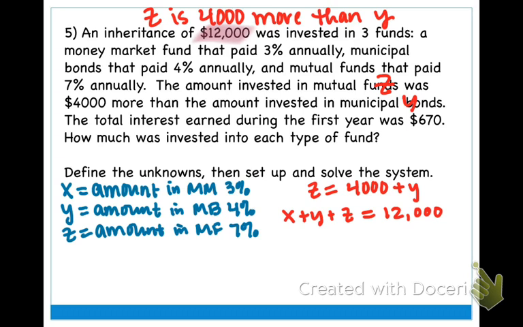Our last one has to do with the interest rate. We talked about this a little bit yesterday. When we do our interest, the total interest is $670. That's the interest on X plus the interest on Y plus the interest on Z. So I get 0.03X plus 0.04Y plus 0.07Z. And that all together has to equal that 670. And there are my three equations. Three variables, I need at least three equations. And once I get my three equations, I am good. I'm going to use my matrix and my calculator to help me solve this.